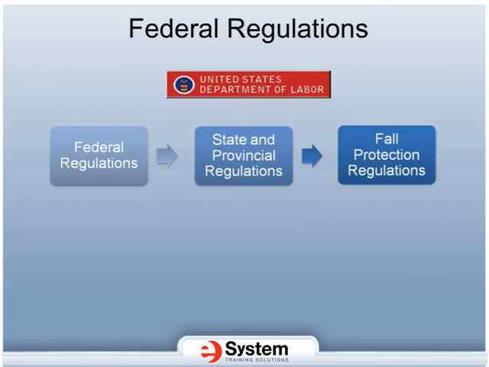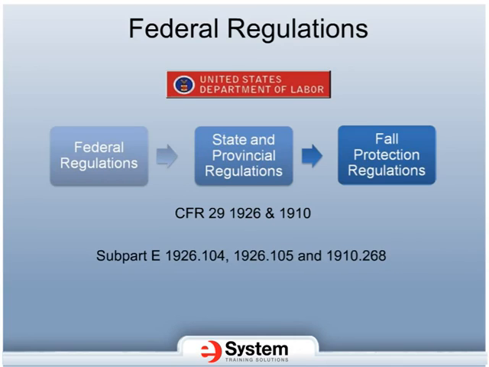In the U.S., the fall protection regulations that we must follow are found in 29 CFR 1926 and 1910. The sections that apply to telecommunication work are Subpart E, 1926.104, 1926.105, and 1910.268. For clarification, 1926 Subpart M of the regulation excludes telecommunications work. Some states choose to have their own version of the federal OSHA department. In these cases, their regulations must be equal to or more stringent than the federal regulations.